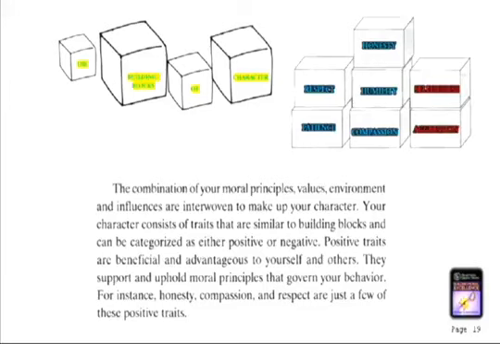For instance, honesty, compassion, and respect are just a few of these positive traits. Okay, those are just a few of them, but we're going to learn there's a list of about 23 of them that we're going to go over this evening. And we like to say 21, but it's really 23 because 2 of them are doubled up, as we'll see. 2 of them are similar, though.